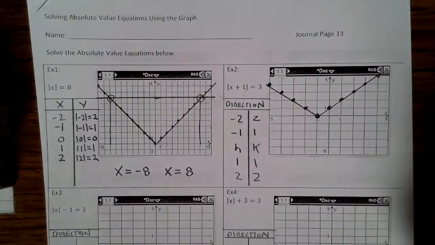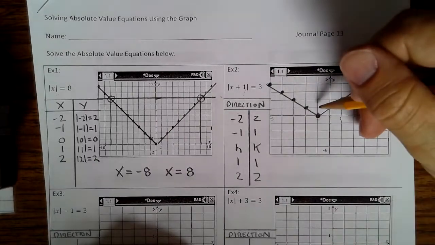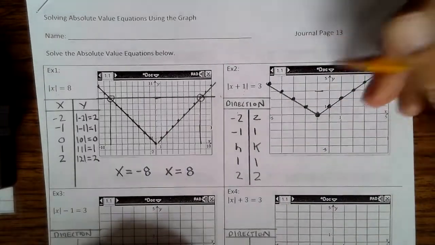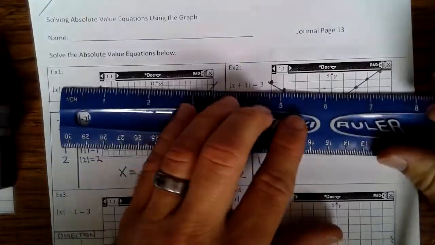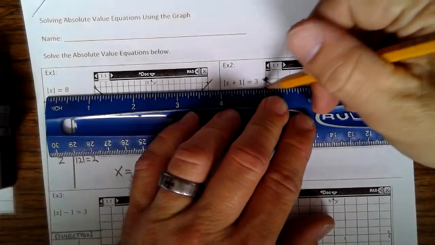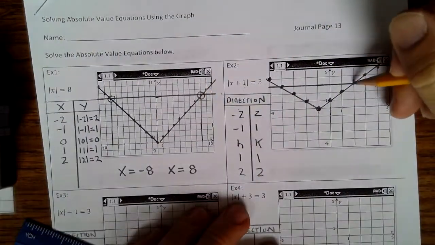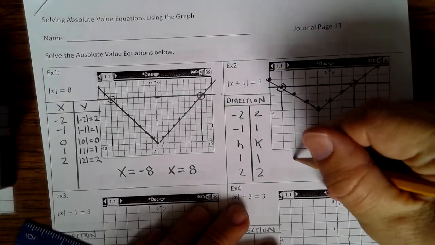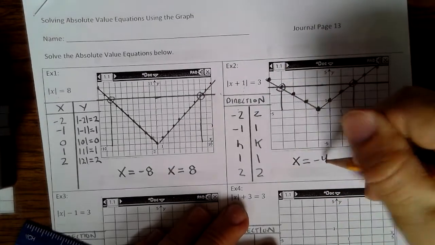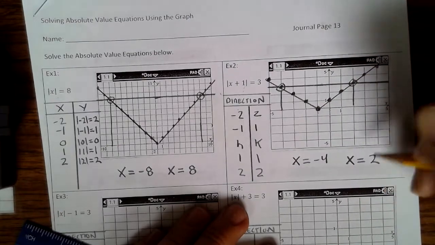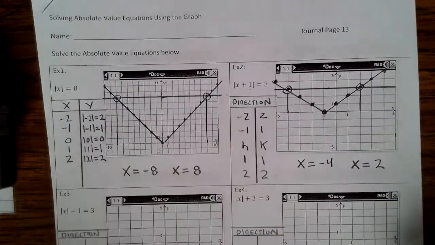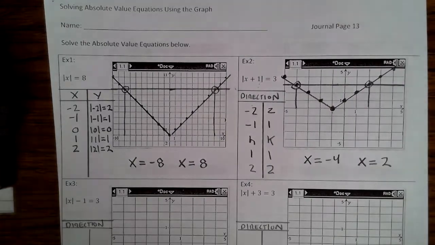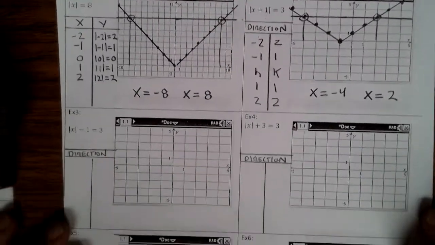All right, now we graph the horizontal line at 3. So that's the right side, 1, 2, 3. We see here it intersects here and here, so we're looking for the x values. So x is negative 4 and x is 2. Okay, so finish up example 1 and 2. All right, let's take a look at example 3.